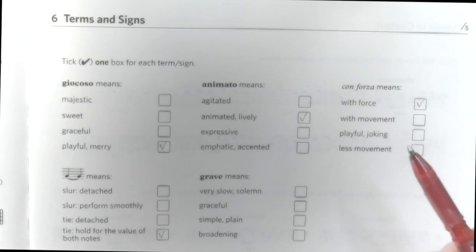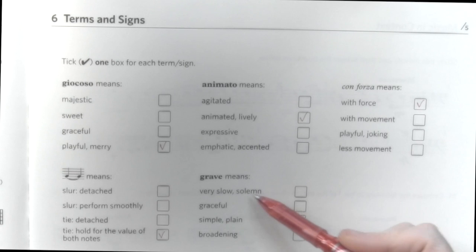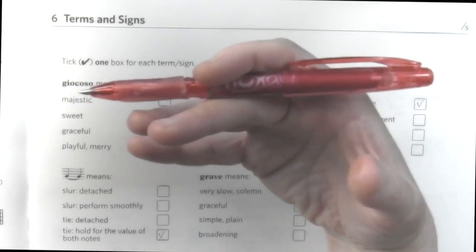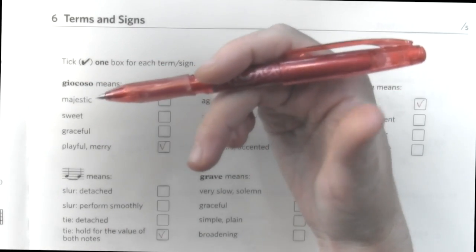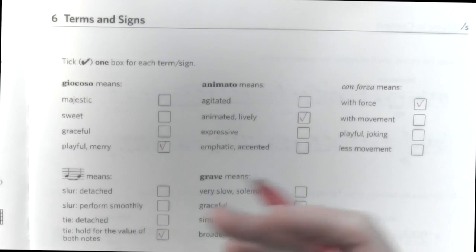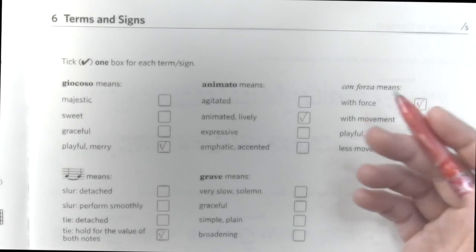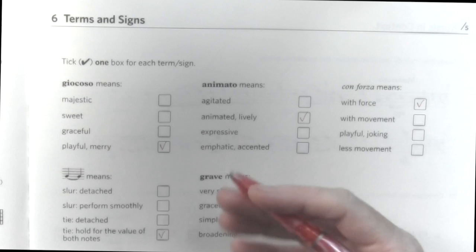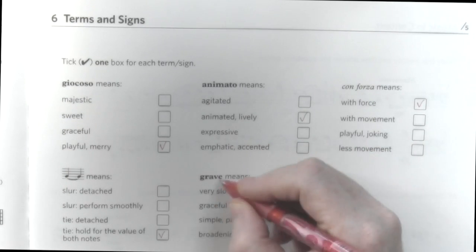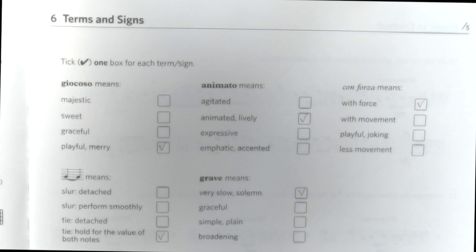Grave means grave. So which one is grave? Very slow, solemn. But it also has a meaning of a grave thing that happened. It's a bit sad or important or majestic. Okay? So it's not just slow. It's not very slow. It's also solemn, but also grave. So grave, grave is the same. I would just say grave, to be honest, as the best translation.